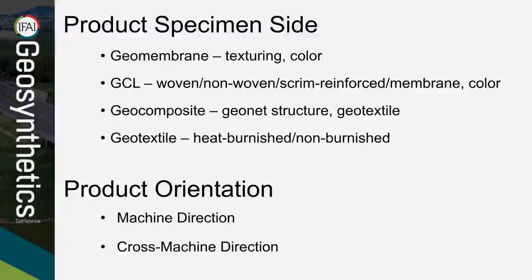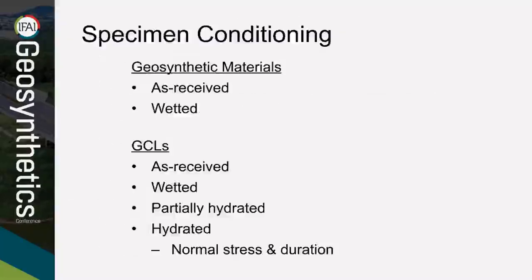For product orientation, most products are installed in the slope direction, and thus the products are usually placed in the shear box in the machine direction. If orientation is different, this should be clearly noted. How product shear specimens are conditioned prior to placement into the shear box can be specified. This may simply be as received, or wet it by pouring water over or spray wetting the specimen. For GCLs, the specimens can be partially hydrated to a specified water content or hydrated in water for a specified duration at a specified normal stress.